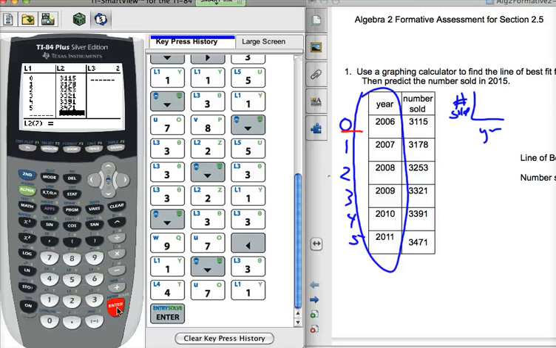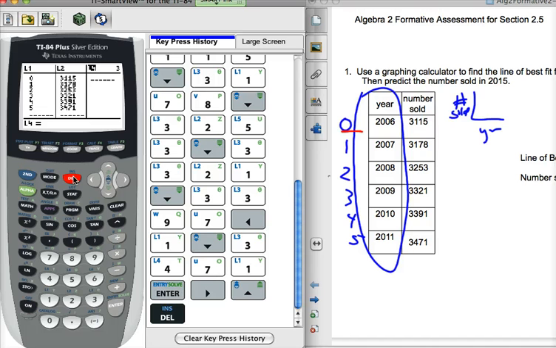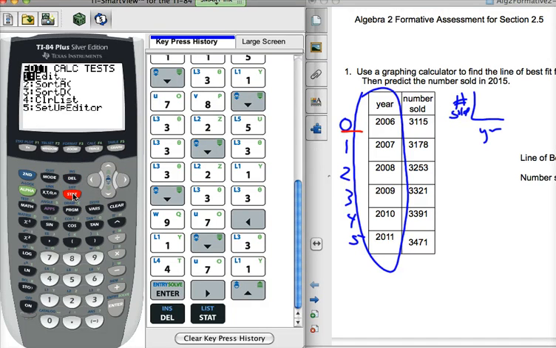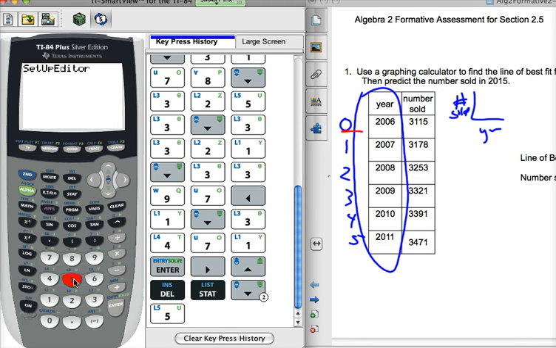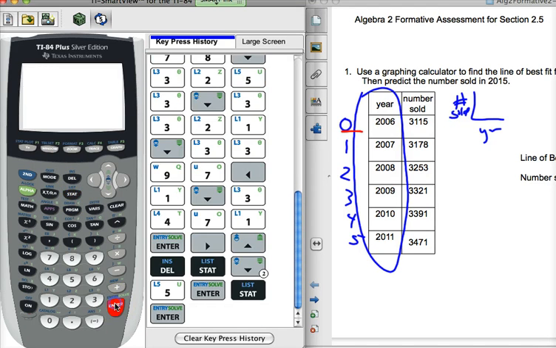If you happen to accidentally hit delete, like let's say I'm over on L3 and I hit delete, and I'm like, oh no, my L3 disappeared. This is how you get it back. So if you delete a list by accident, hit stat, number 5. You can either arrow down to number 5 or just hit the number 5 and it'll bring up SetUpEditor. But then you have to press enter and it'll say done. Now if you go back to stat, edit, L3's back. So if you accidentally delete it, don't fret, you can get it back.